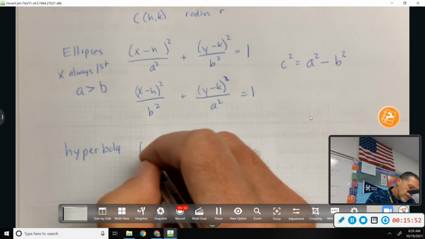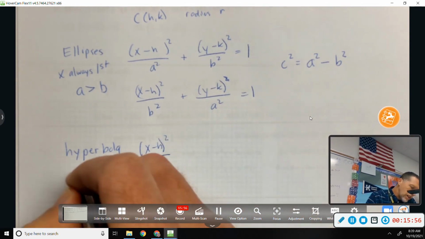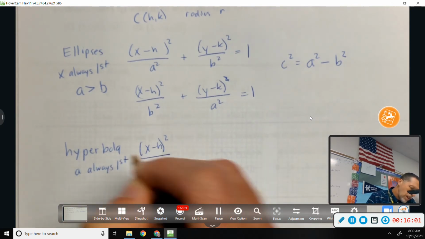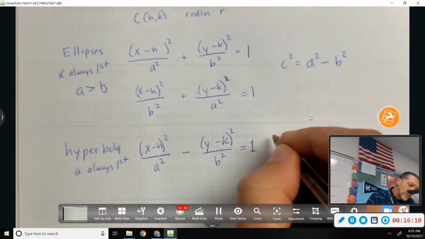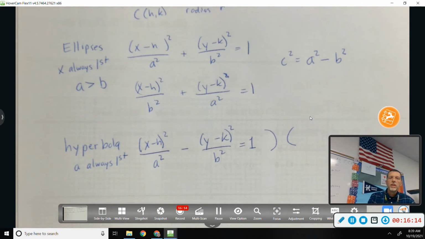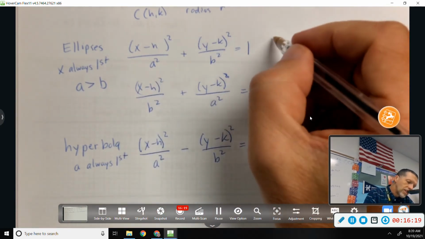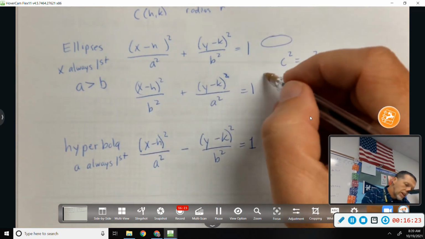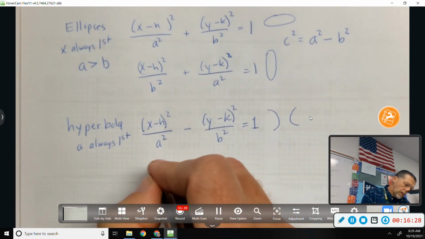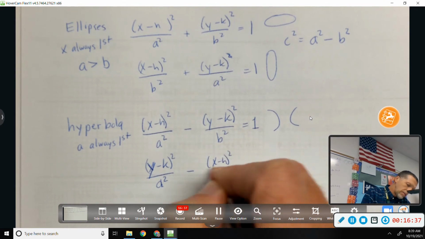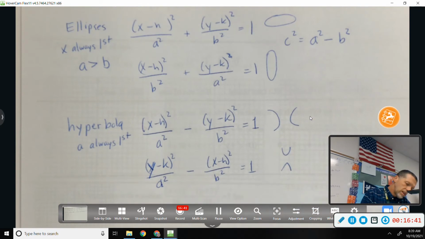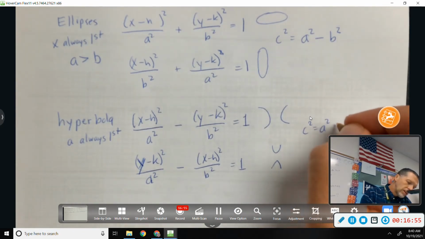For a hyperbola, A is always first, and that determines which order we're going in, or what direction, what its orientation is. So there's the X hyperbola. I guess we should have done this for an ellipse. If A is bigger, then there's your X ellipse, there's your Y ellipse. Oops, if Y comes first, then that means it's an up and down hyperbola. And C squared equals A squared plus B squared.